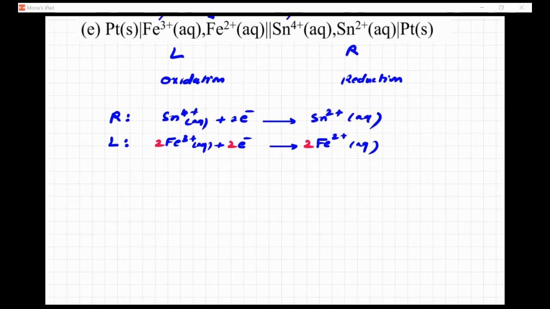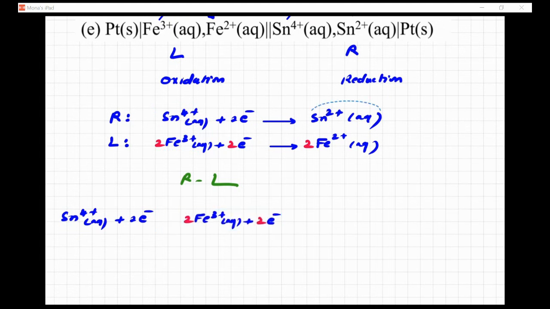Now, to find the overall reaction, it will be right minus left. Again, this is what I'm repeating again and again: right minus left, and that is what we have here.